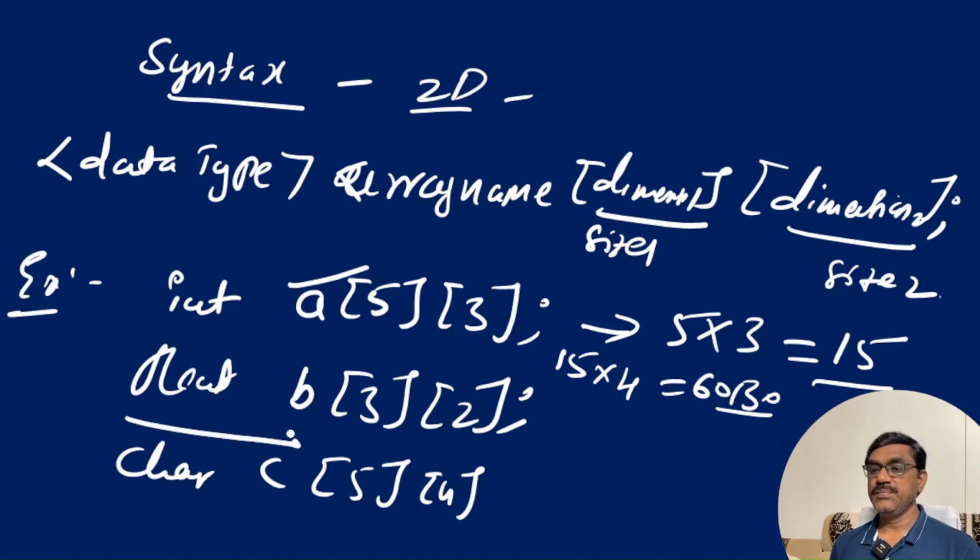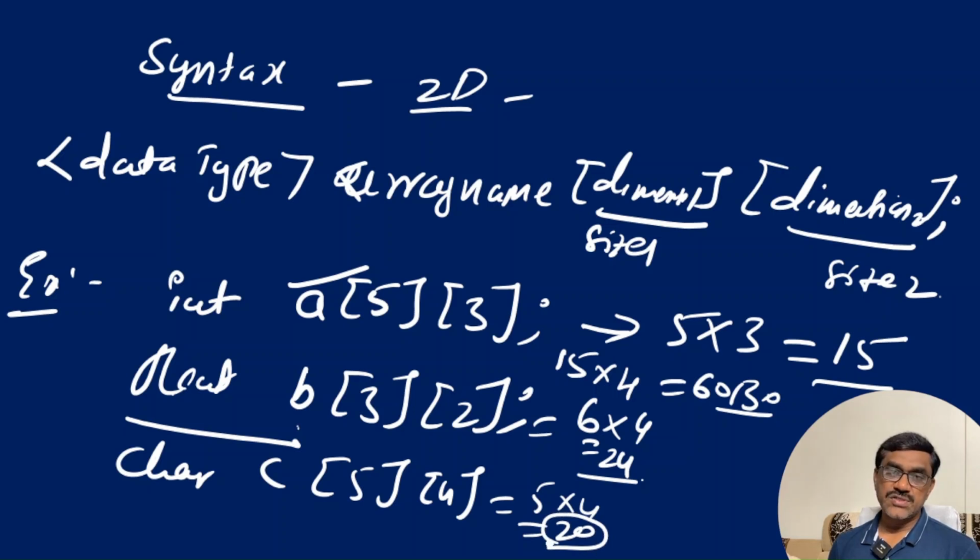In the context of b of type float, 3 into 2, total how many locations are reserved? 6 locations, into float taking 4 bytes. How much memory is allocated here? 24 bytes. For character, how many characters are we going to store? 5 into 4 is 20. You just multiply the dimensions. 20 locations are reserved, and each location occupies one byte, so the memory allocated is 20 into 1, which is 20 bytes. This is the memory allocation for two-dimensional arrays.